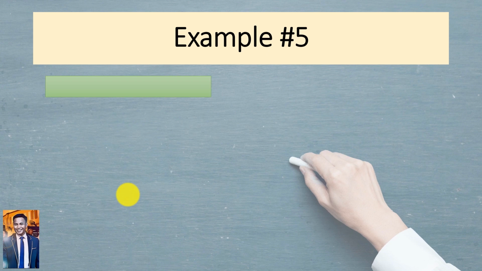Next example. Example number 5. X plus 10 equals 13. So as we notice now, we have here an equation. We have an equal sign here. So hindi natin alam kung ano yung value of x. Pero alam natin na itong algebraic expression na to is equal to 13.